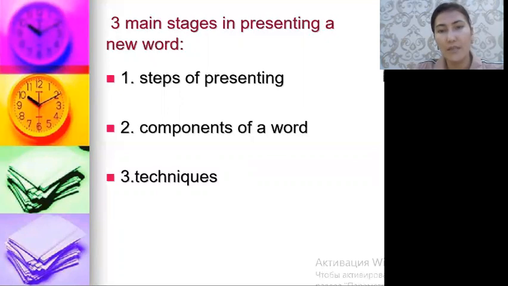And there are different ways of teaching vocabulary. So you shouldn't teach only the word, but how to use this word. Vocabulary instruction doesn't have to be boring. Here are some engaging ways to teach your students vocab while making sure they boost their vocabulary acquisition. So we have three main stages in presenting a new word: steps of presenting, components of a word, and techniques.